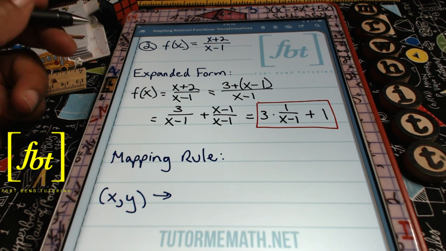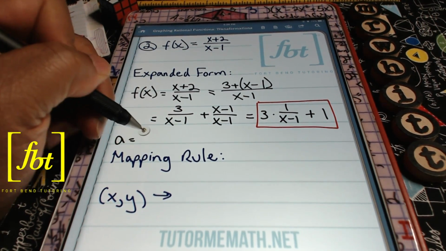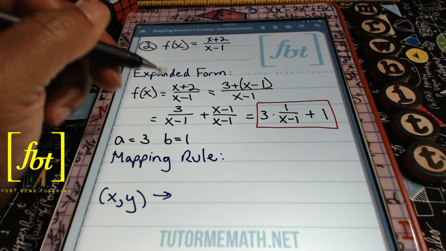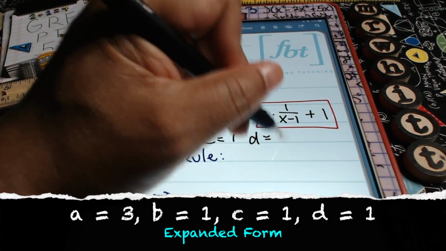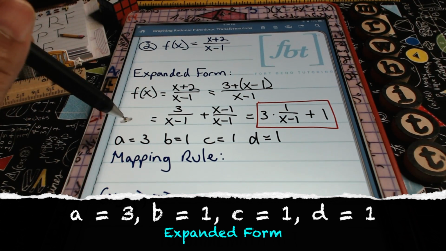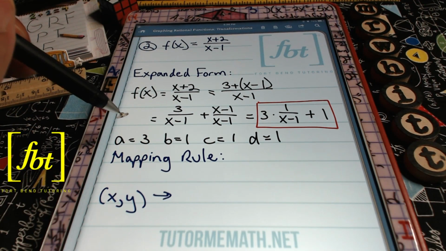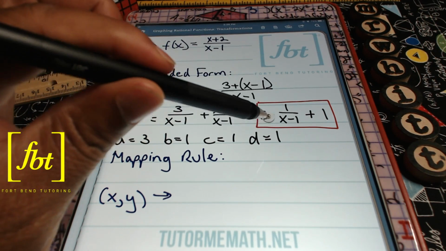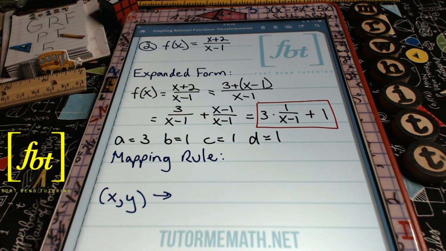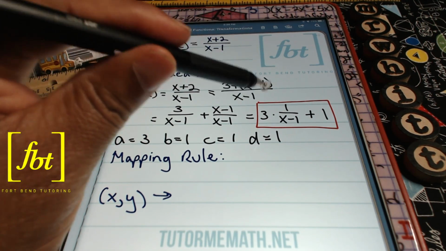Notice from this expanded form that we can show that a equals 3, that b is still equal to 1, and c in this case equals positive 1, and d equals 1. So this lets me know that I'll have a vertical stretch with a scale factor of 3. I also know that I have a horizontal shift 1 place to the right, and a vertical shift 1 place up, based on those a, b, c, and d values from our expanded form.